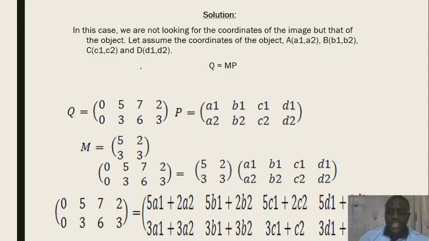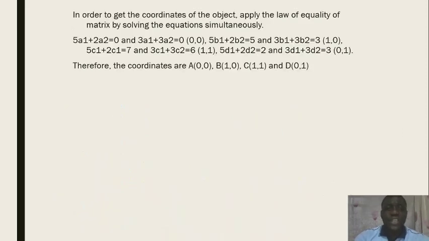Then at the end of everything, this matrix has aided our calculation up to the extent that we obtain our coordinates, which are 0, 0, 1, 0, and 1, 1. I hope you are getting it better.